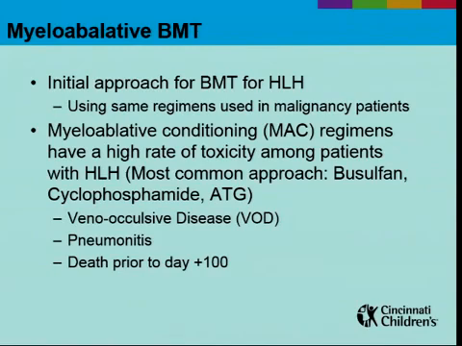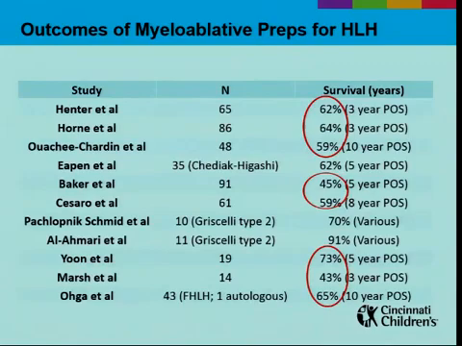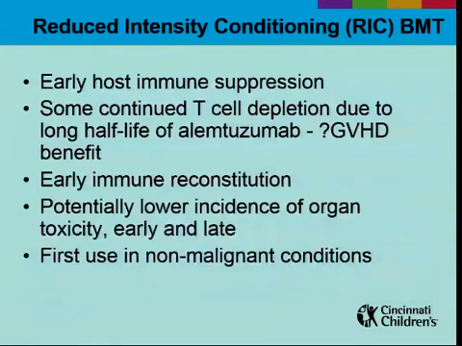We quickly realized these patients had very high rates of toxicity, with high rates of liver disease, veno-occlusive disease, lots of pneumonitis, lung problems, and an unacceptable death rate prior to day 100. Overall results published by multiple centers, including our center, showed essentially high 50s to 60% survival, which was no better than patients with ALL and actually in some ways inferior. So this led to a rethinking of what is the right approach in the early 2000s.